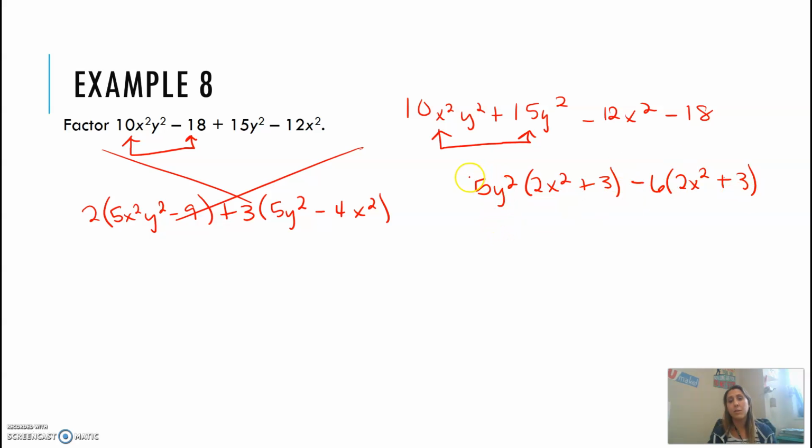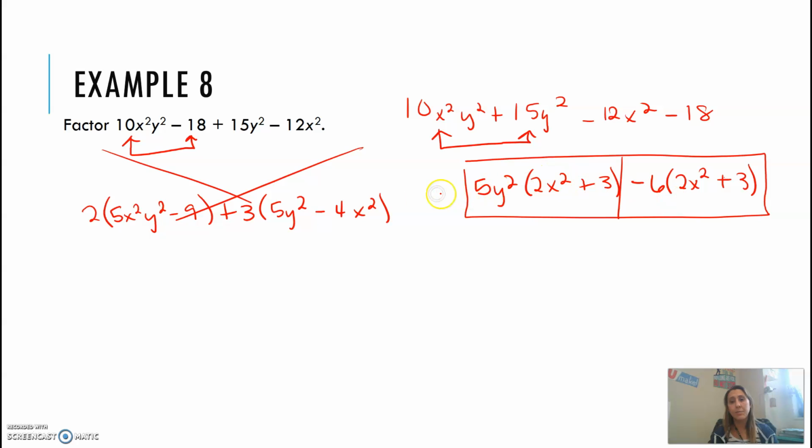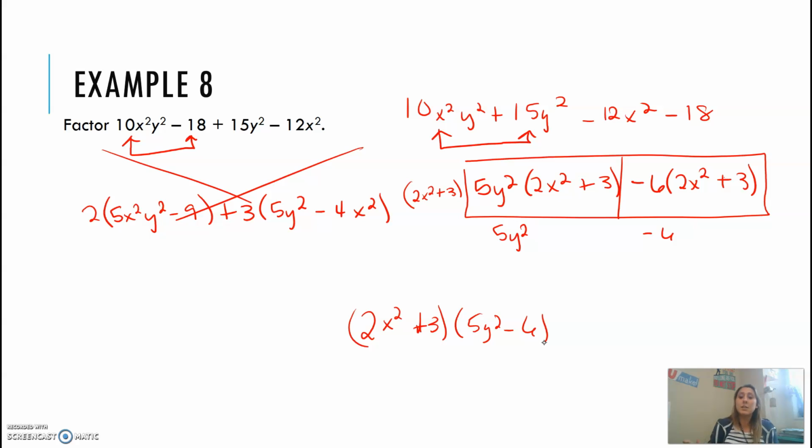So this would be where I would do my GCF. My greatest common factor is going to be that 2x squared plus 3. And I would need to multiply that by 5y squared and negative 6. And so my final answer is going to be 2x squared plus 3 times 5y squared minus 6. All right, so that's going to be my final answer.